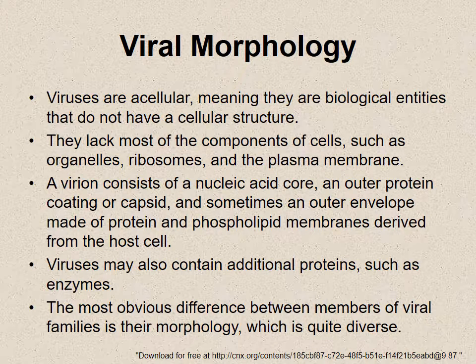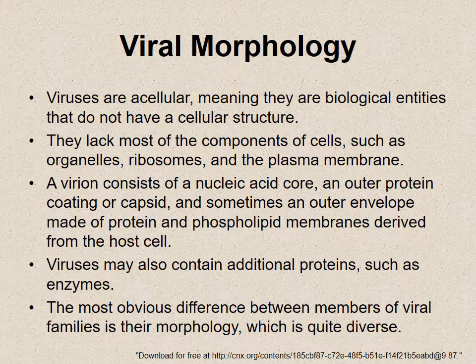As far as the morphology, we already know that viruses are acellular, so they don't have the cellular structures like the organelles, ribosomes, plasma membrane. A virion, again, which is a single virus particle, I guess we'd say particle, not a molecule, is going to have a nucleic acid core, an outer protein coating or capsid, and then sometimes an outer envelope made of protein and phospholipid membranes derived from the host cell.